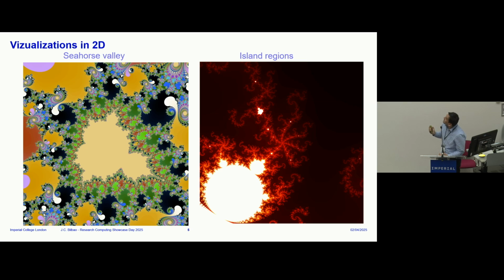type of characteristics. On the other hand, in the Seahorse Valley, what we have is the same Mandelbrot set, but in a constrained space. And you can see here this type of galaxies of seahorses, completely non-repeatable. And you can see the high sensitive dependence on the initial conditions, which is a hallmark of chaos.